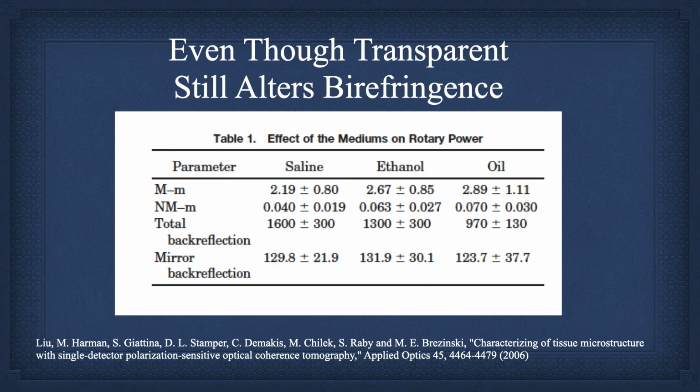The birefringence stayed the same, or was not statistically different. It may have varied slightly, but it still showed that it was birefringent. So PS-OCT is a better way of looking for plaques that have collagen in them than just looking at back reflection intensity of layers.